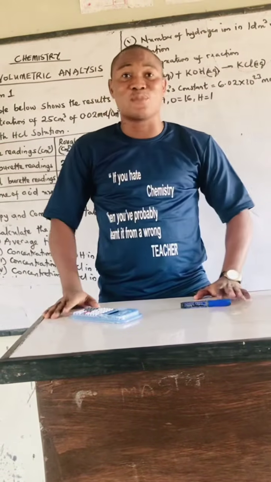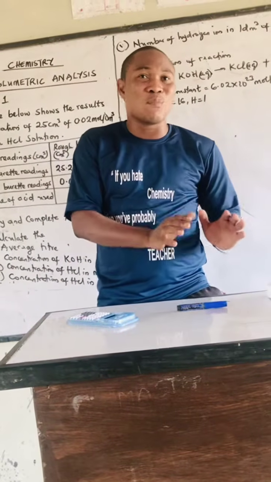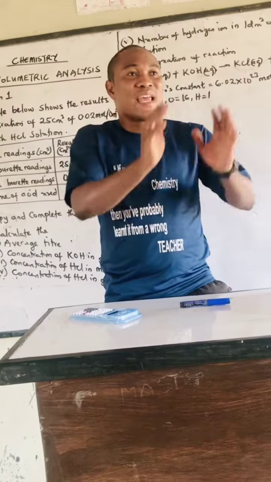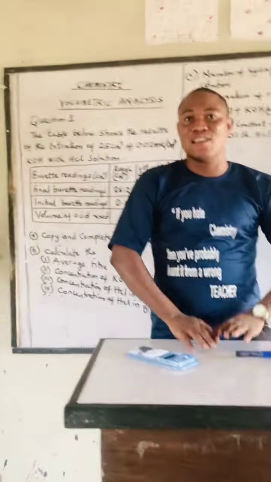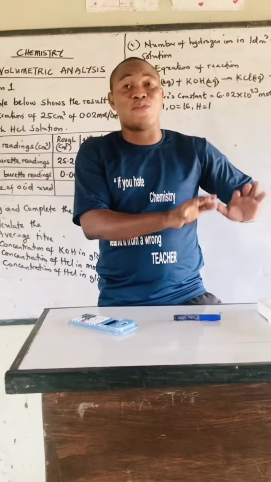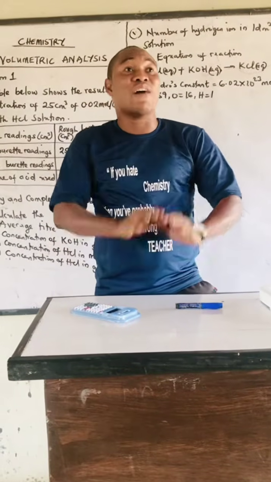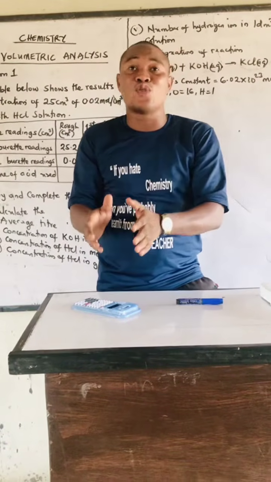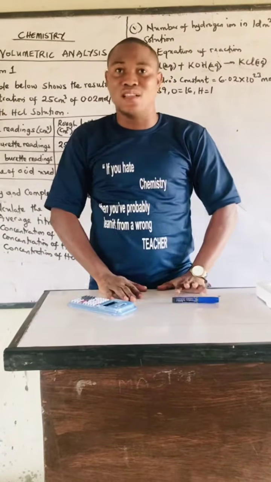But for alternative to practical, you are not doing all that. The volume of acid used might be given to you, or you might be given a table already where you are just going to subtract and get your volume of acid used. So for the real practical, you are getting the volume of acid used yourself. But for the alternative to practical, they are giving you all that you want to get your volume of acid, or the volume of acid will even be in the question.